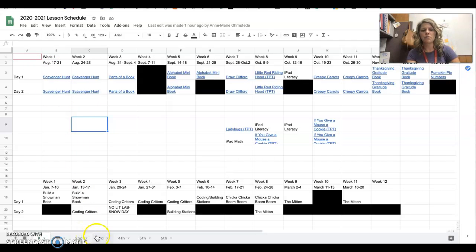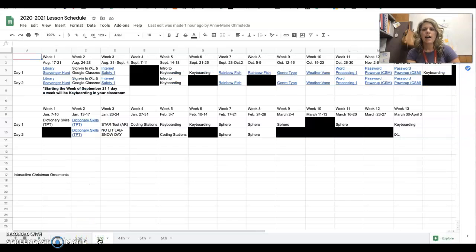Then for grades 3 through 5, on your off day, so your second scheduled lit lab day, that you are just staying in your classroom, that is when you will be doing keyboarding. And each grade, it just kind of depends, but on the schedule you'll see when you would start having that off day be for keyboarding.